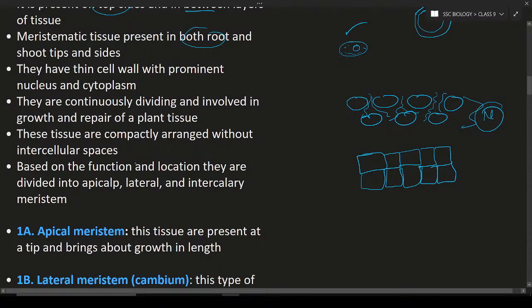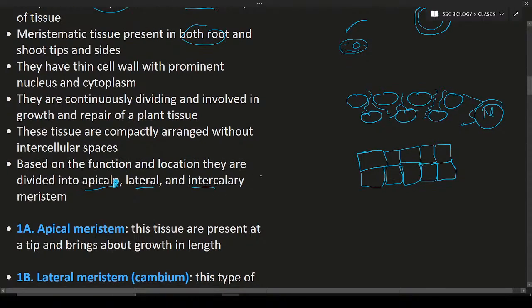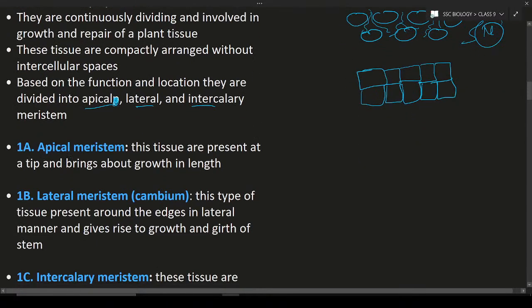And the next one is, based on the function and location, they are divided into apical, lateral, and also intercalary meristem. Apical is spelled A-P-I-C-A-L. So what is apical meristem? These apical meristem, lateral meristem, intercalary meristem, these all are the types of meristematic tissue. MT means meristematic tissue.